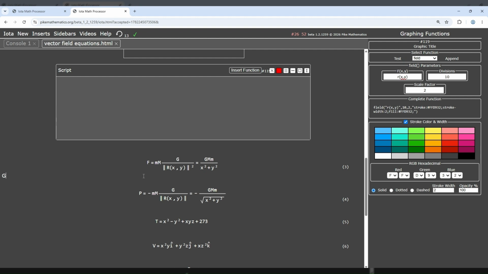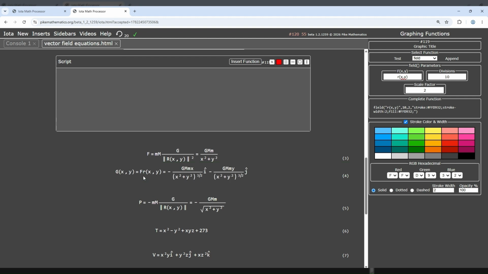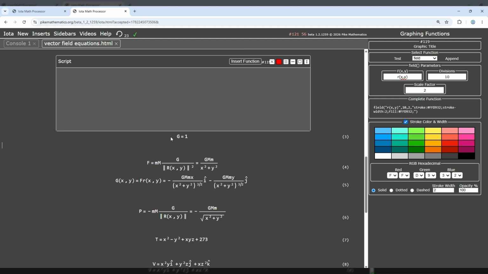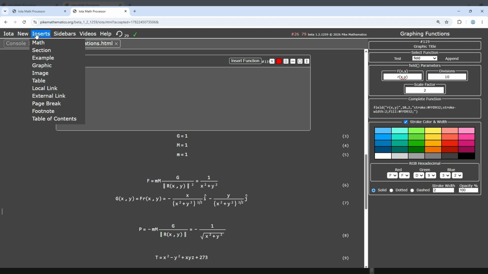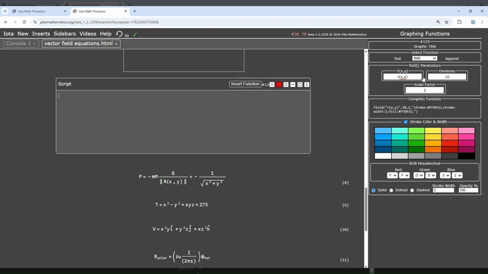So we're going to call it g of x and y. It's going to be equal to F times little r. There you go. That's it. Now, G and both of the M's are just scalars. So we're going to make our life a little easier. We're going to make those equal to 1. Okay, and then I'm going to hit refresh again. Okay, so let's graph G here and see what it looks like. Insert graphic. Let's see.